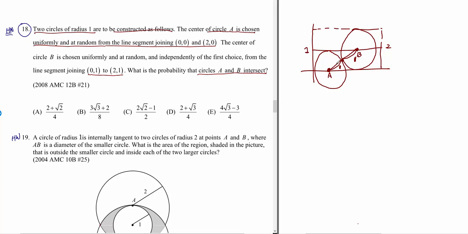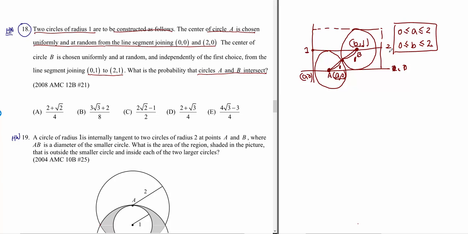When you choose this point on the line from 0, 0 to 2, 0, I'm going to use the variable a, so the center is (a, 0). The other center is (b, 1), where the y coordinate is 1. So you can see that a ranges from 0 to 2, and b also ranges from 0 to 2.